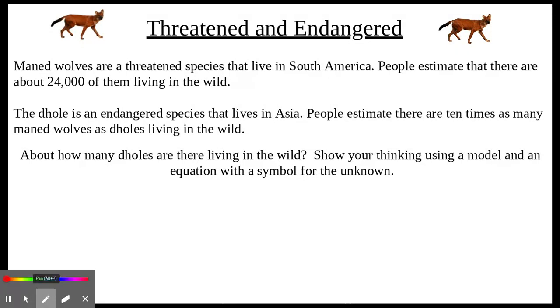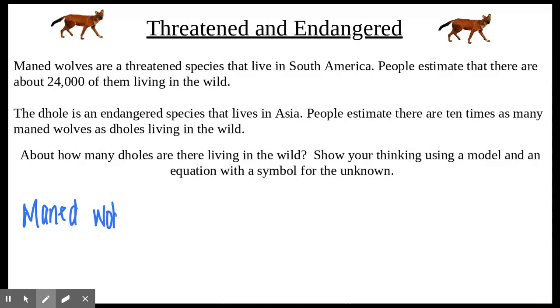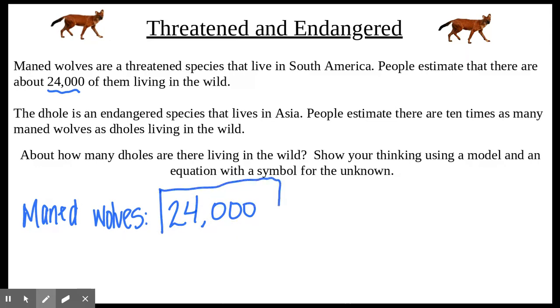So the first thing I'm going to do is I am going to draw a model. I know that maned wolves, it told me in our problem that people estimate that there are about 24,000 of them. So I'm going to write 24,000, and then I'm going to draw a box around it. And I'm going to make this box a little bit bigger.